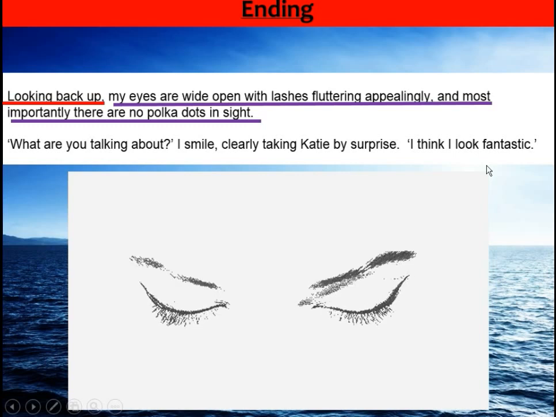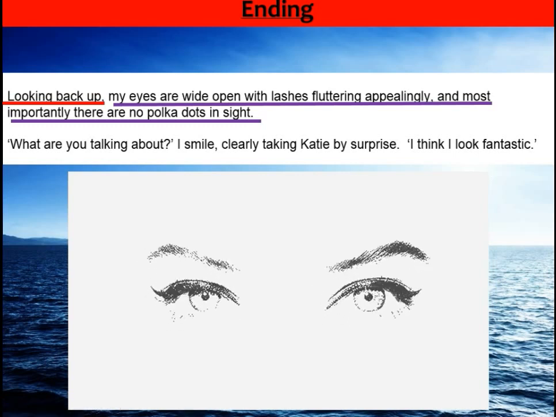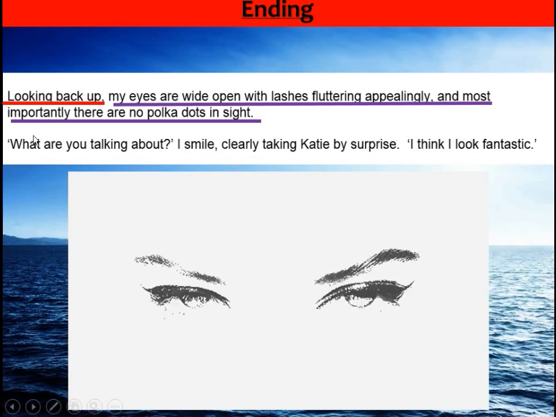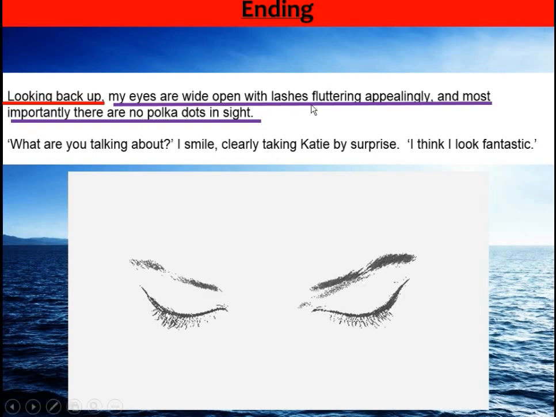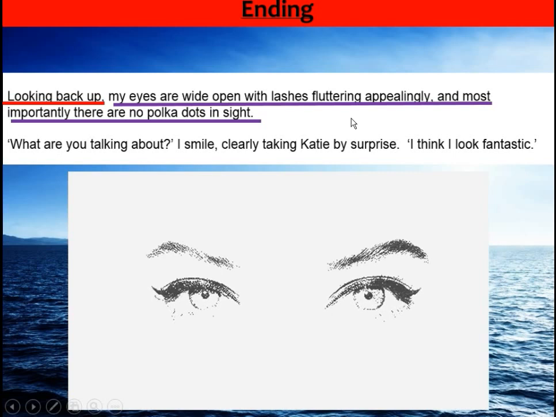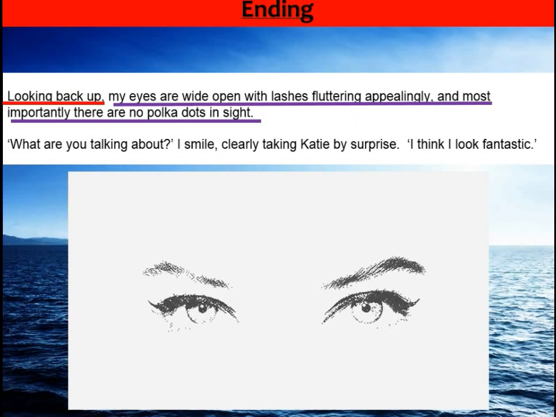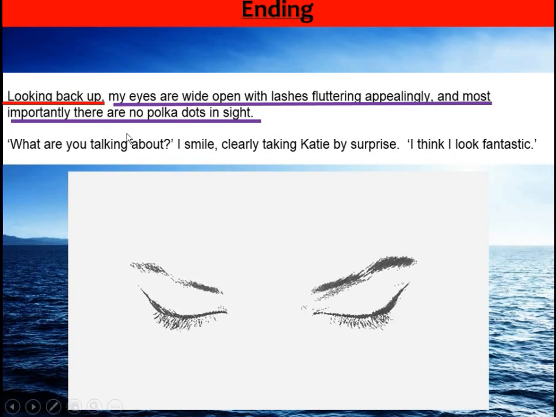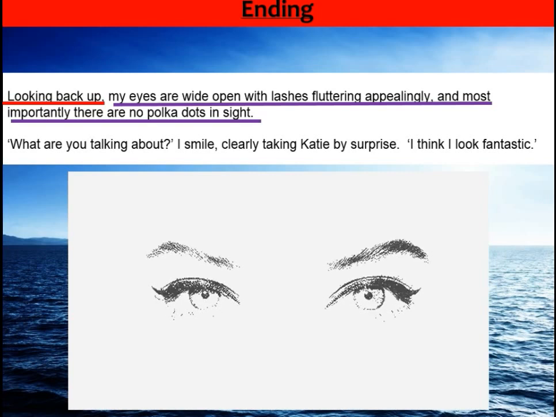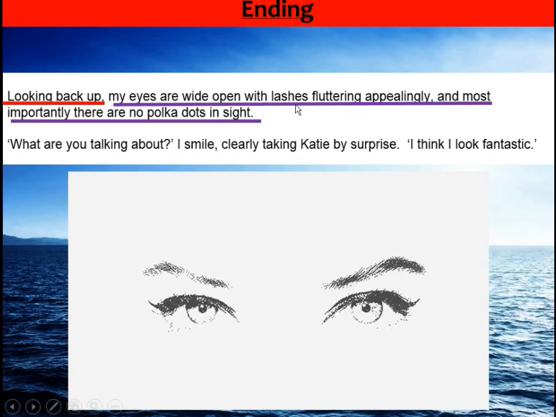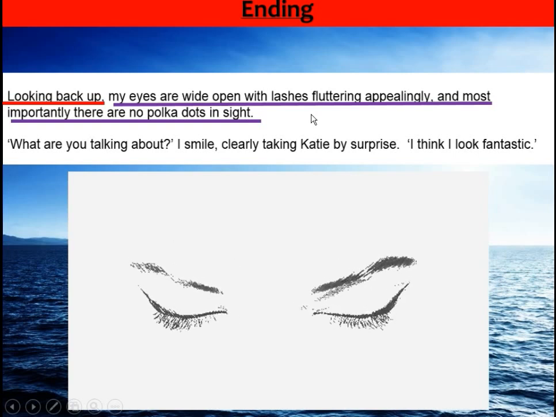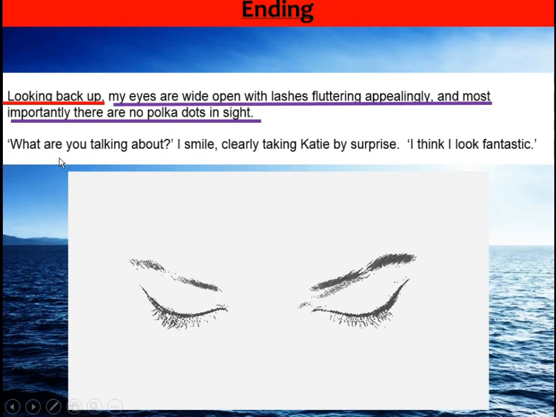So "I think I look fantastic" is almost her embracing the fact that life does throw up these things, but you've just got to carry on. I've underlined "looking back up" because she's almost thinking, oh, what do I do? Then the writer almost flashes back to the previous things we've talked about. One example at the party where she had a mishap was where her eyelashes stuck together. And the other example was where her dress got stuck in her polka dot pants. So she's almost having a flashback to those things, and she's realising those things don't really matter. And then, "What are you talking about?"